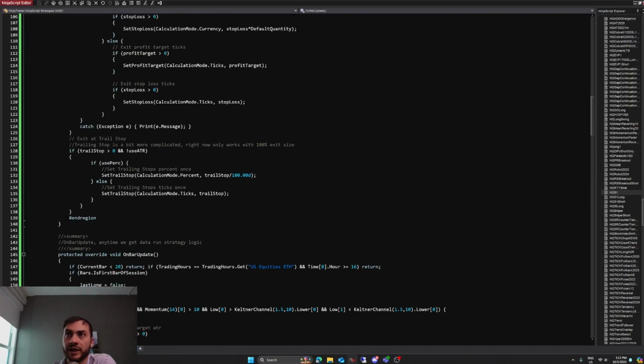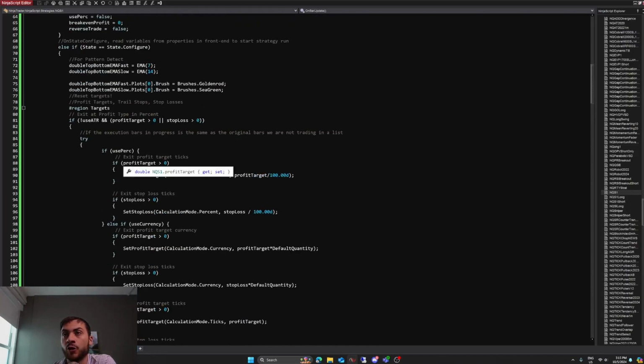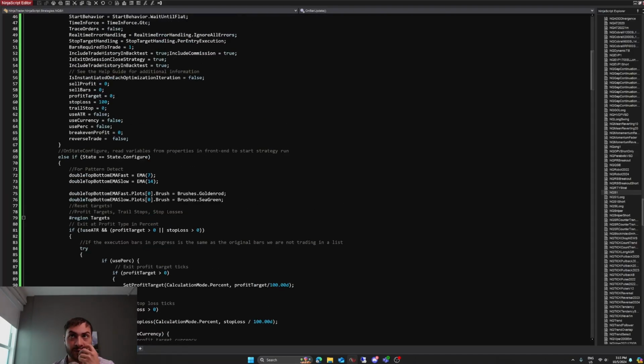Then for exits, we exit on session close. The session close is 3 a.m. from our trading hour session. So it'll always be exiting at 3 a.m. Eastern time. And then it also has a stop loss of 100 ticks. Okay.